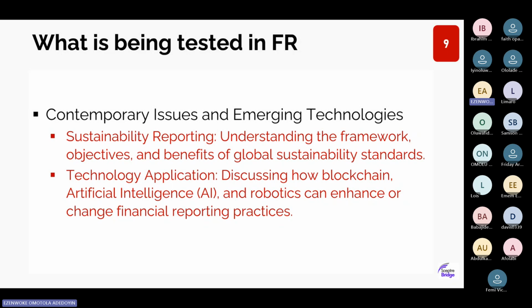Technology application, you can know, and this one goes beyond your pack. So when it comes to contemporary issues and emerging technologies, after you've read your pack, please go online. What are we talking about when it comes to technology in accounting and finance? You need to know, because your pack was probably written a long time ago, and the times we're in are different, so you need to go beyond your pack.